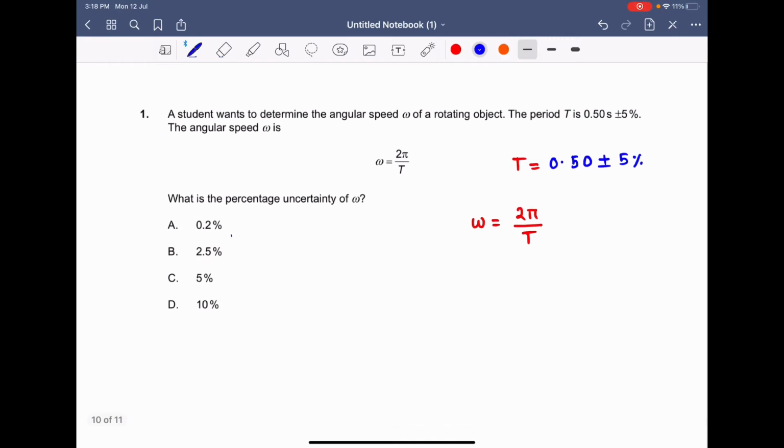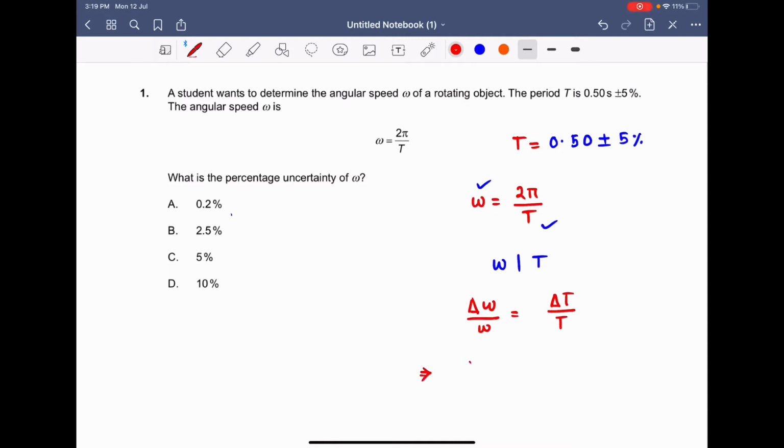If I apply this theory of errors here in this question, what will we get? Now what are the variables on the right hand side of the equation? T. And what is the variable on the left hand side? Omega. So by the theory of errors I can write that delta omega by omega is equal to delta T by T. So delta omega by omega, that is the change in omega over the original omega into 100%, is equal to delta T by T, that is the change in time period divided by the original time period into 100%.